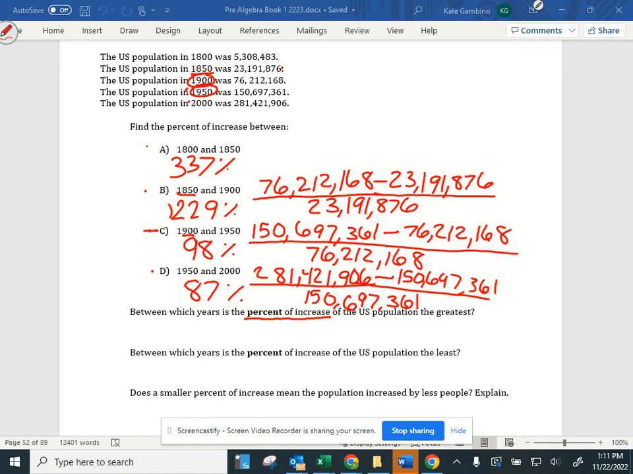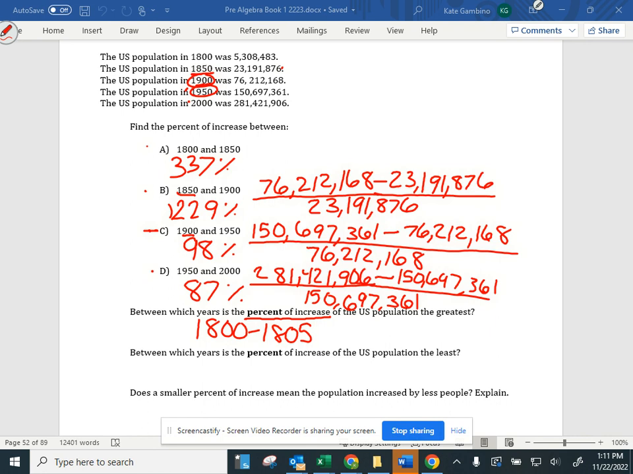Mario? Between 1800 and 1850. So you have to make sure you're reading the question correctly. Percent of increase, we're looking at our biggest percentage that we had showing. Next one, between which years is the percent of increase of the U.S. population the least? So if you were looking at it wrong, fix it.